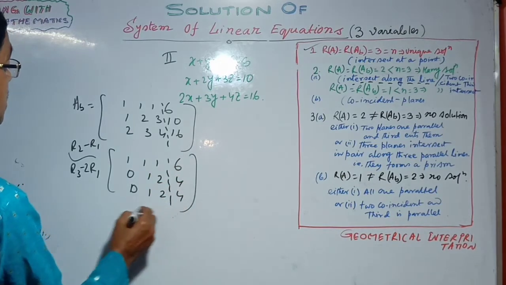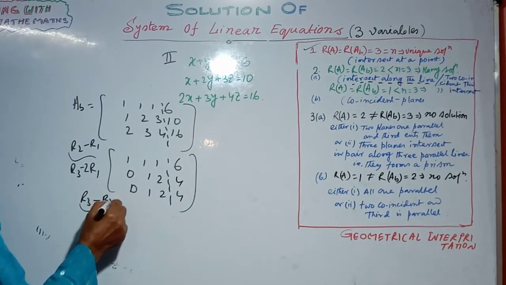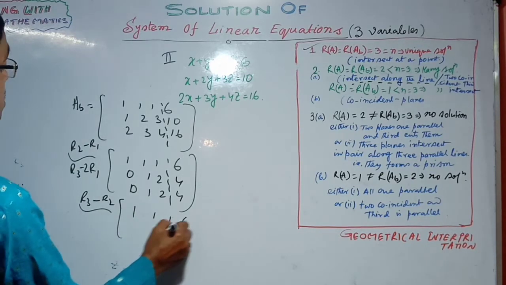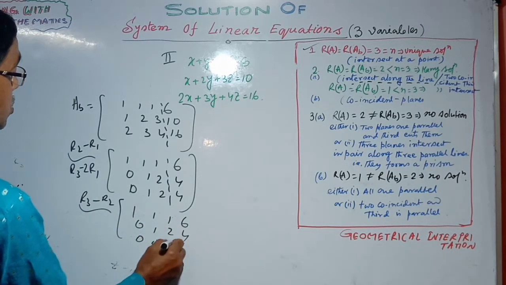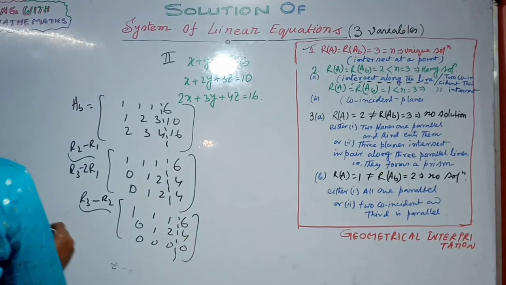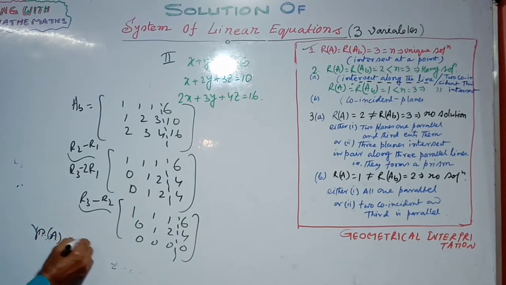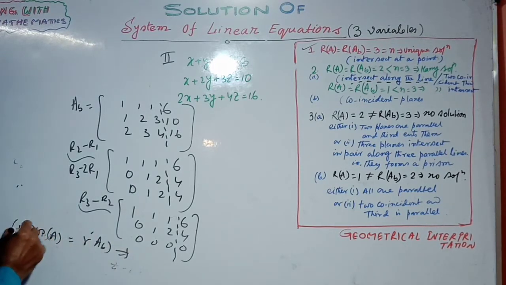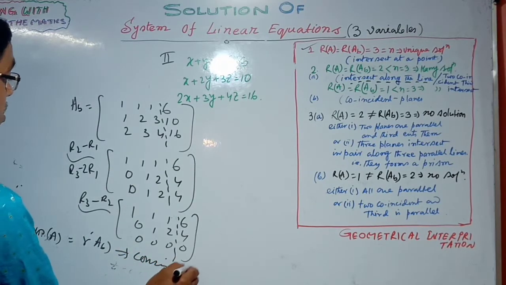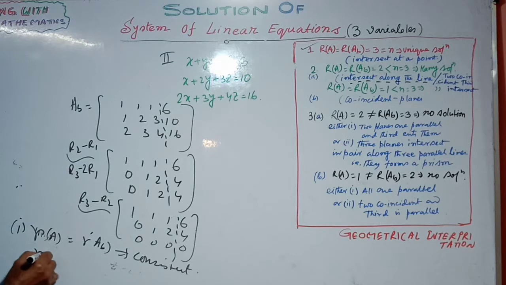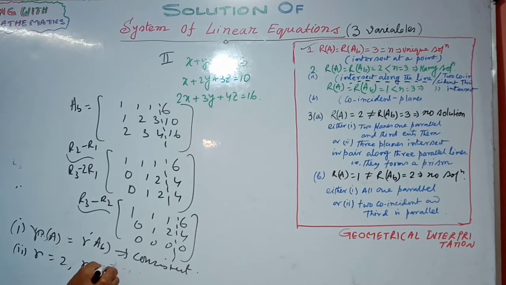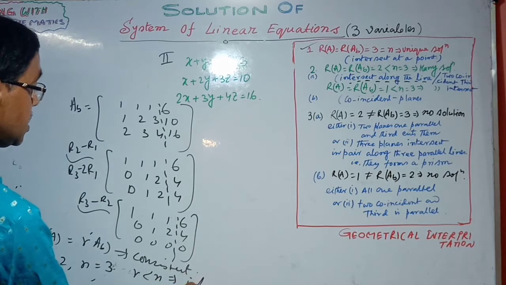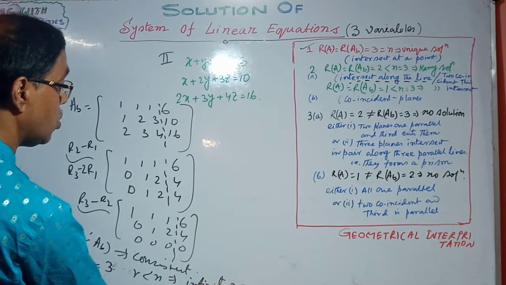Again R3 minus R2: 1 1 1 6, 0 1 2 4 and 0 0 0 0. Therefore, rank of A equals rank of AB. Therefore, it is consistent. In the second case, rank is not equal to the number of unknowns n equal to 3. Therefore, r less than n implies infinite number of solutions.